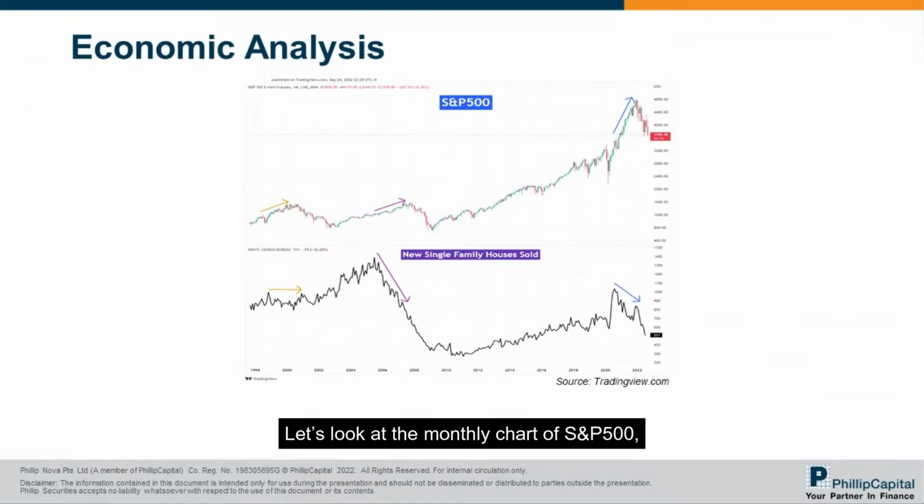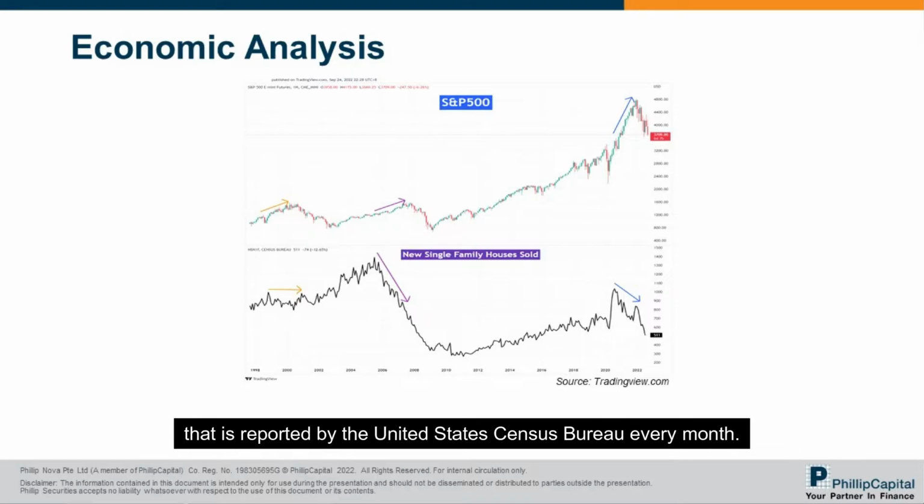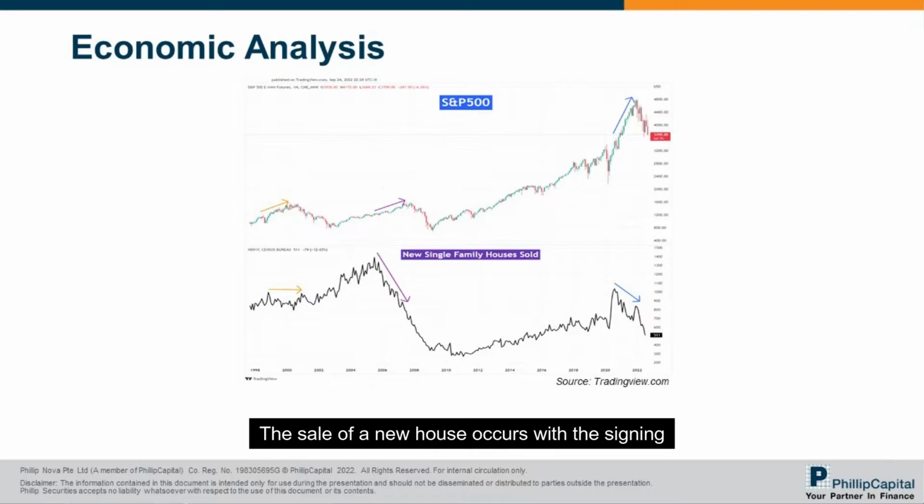Let's look at the monthly chart of the S&P 500 together with the new single-family houses sold index that is reported by the United States Census Bureau every month. The sale of a new house occurs with the signing of a sales contract or the acceptance of a deposit. The house can be at any stage of construction: not yet started, under construction, or already completed.